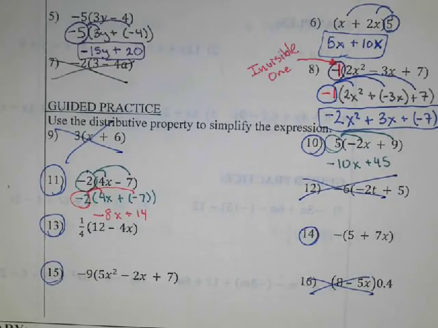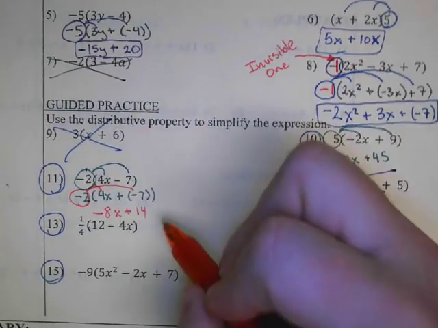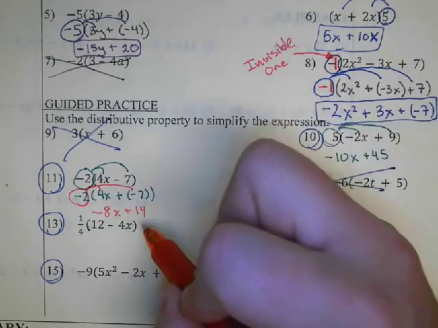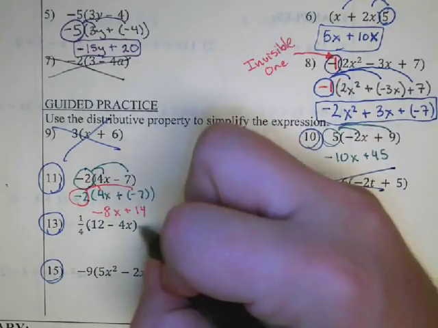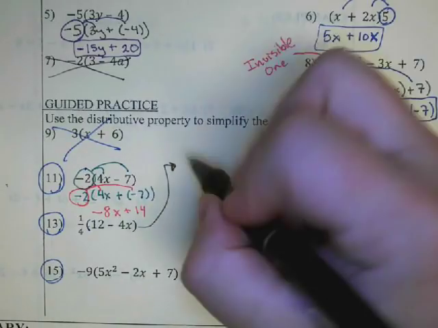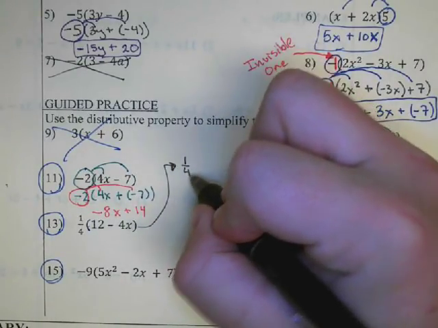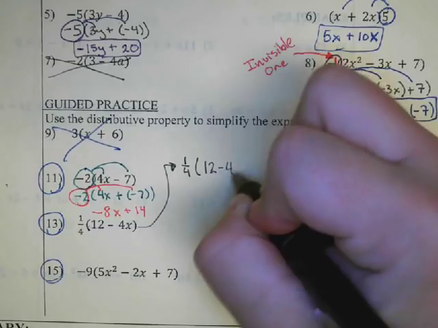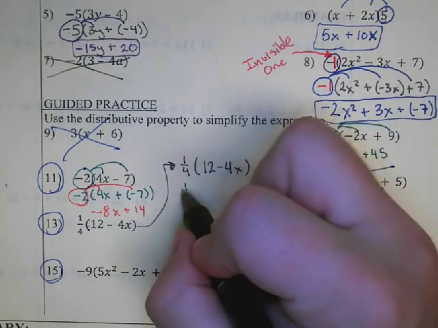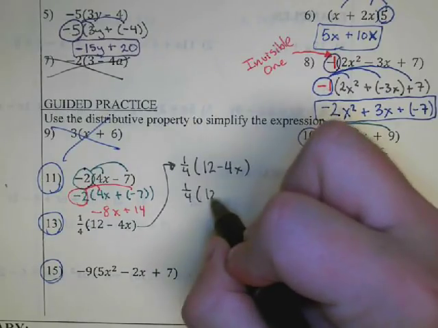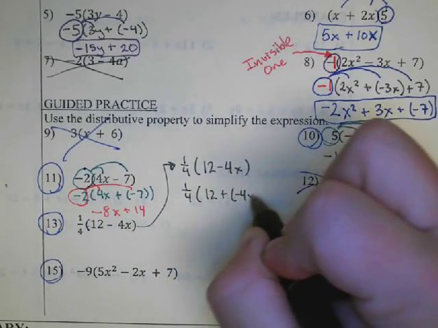Okay, number 13 is a little tricky because we have our fractions coming into play. So let's look at it. I'm going to need some more room, so I'm going to do number 13 kind of here in the middle. So we have 1/4 times 12 minus 4x. First thing I want to do is do my keep, change. So I have 1/4 times 12 plus negative 4x.